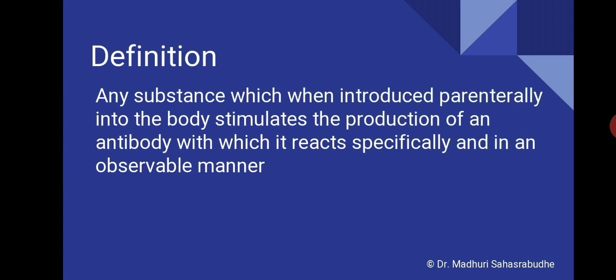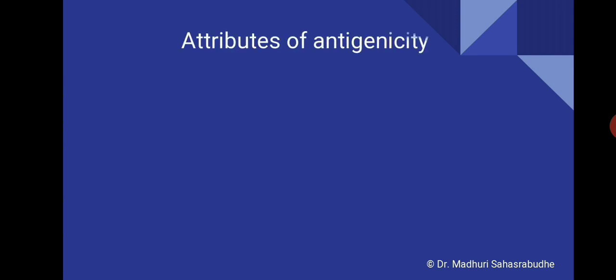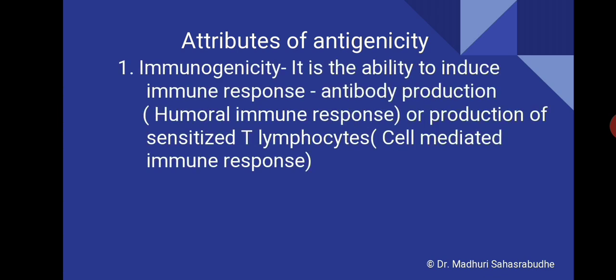Antigens are the substances which, when introduced parenterally into the body, stimulate the production of an antibody with which it reacts specifically and in an observable manner. So, can you call any substance an antigen then? No. For a substance to behave as an antigen, it should show some properties, and these properties are called attributes of antigenicity. Number one is immunogenicity.